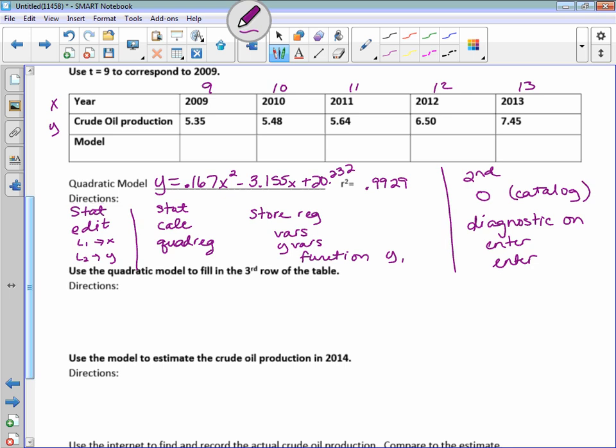We're going to use our model to try to fill in this third row of our table here. Because we have the actual data, we want to see what the model tells us the data would have been. So we're going to use our table function for that. The way you get there is second graph. And this is picking your table. Now let me show you a couple things with that.